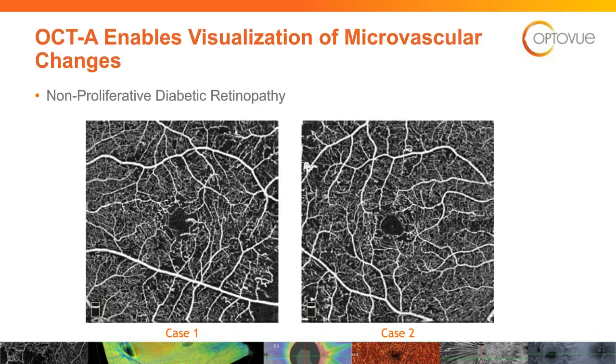More changes, non-proliferative diabetic retinopathy. You take a look, and especially in that case 1 on the left side, look at the bottom right, the capillary dropout there. And the FAZ is being remodeled as well in that one. So those are certainly some of the advantages.